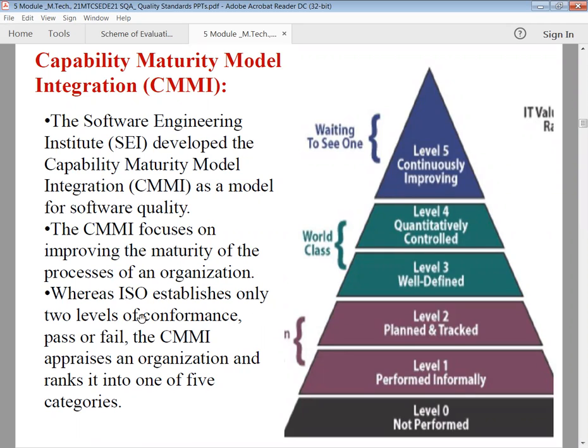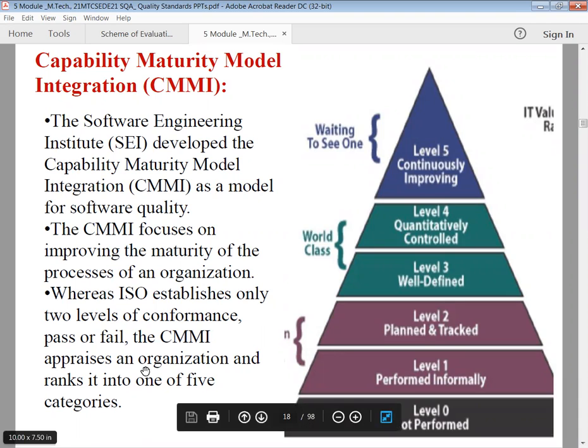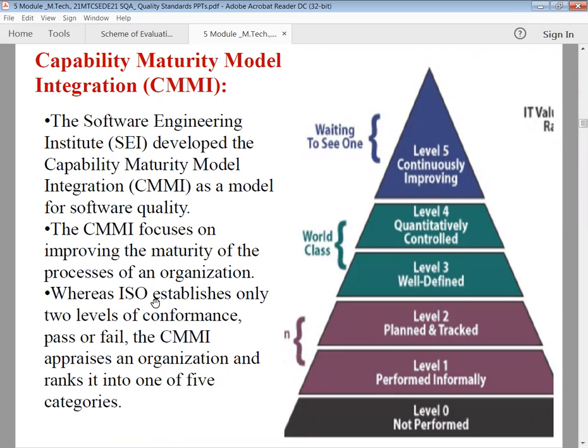Whereas ISO establishes only 2 levels of conformance, pass or fail, the CMM appraises an organization and ranks it into one of the 5 categories. So if you are going for ISO certification, if the standards are followed in your organization, they will give the certification for the entire organization and products. If you are meeting the standards, whatever documents and processes they are asking, if you are providing and following them, you will get the certification. You may pass or fail in the ISO certification.